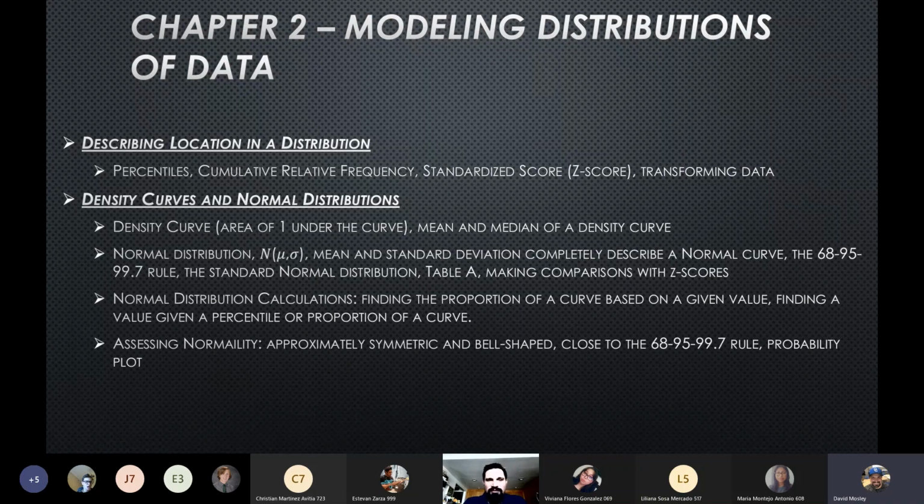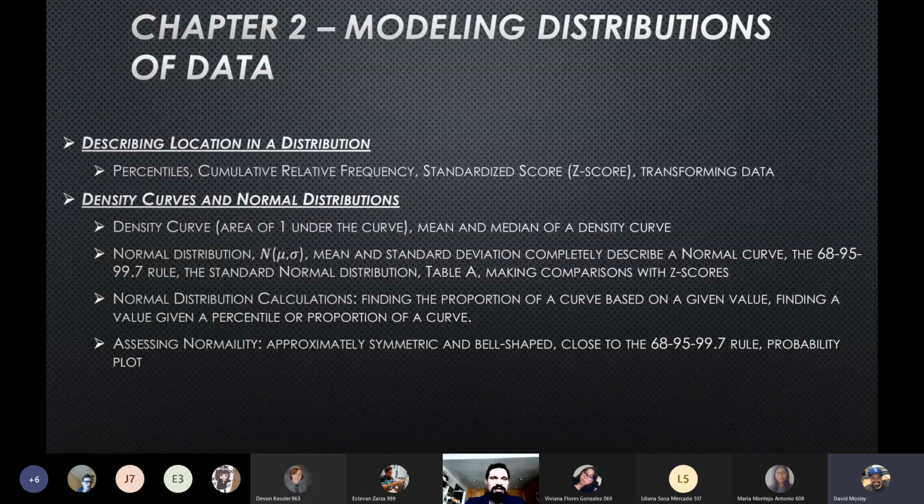The 68-95-99.7 rule, otherwise known as the empirical rule, can be seen in our normal distribution, saying there is 68% of our data within 1 standard deviation of the mean, 95% within 2, and 99.7% of the distribution or the area under the curve within 3 standard deviations of the mean. Standard normal distribution is what we typically use once we've standardized a score.